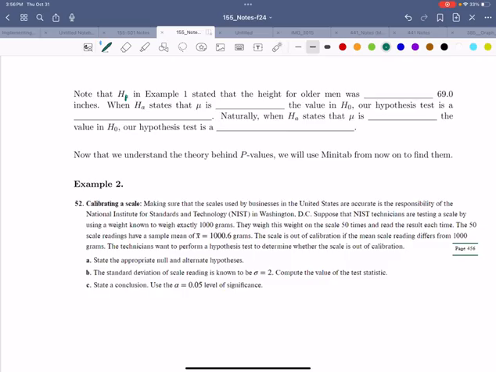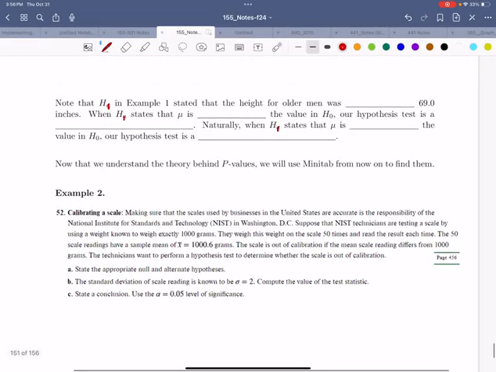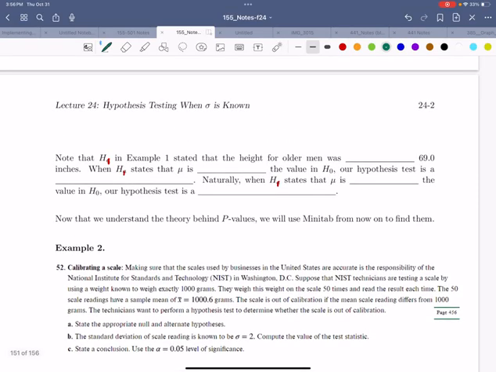Note that, again, I call this HA, but I really should have called it H1. Down here also H1. My bad about that. You can call it HA if you want, but the book and Minitab call it H1. Note that the alternate hypothesis stated the height of the older men was less than 69.0 inches, right? When it states that it's less than the value in the null hypothesis, our hypothesis test is a left-tailed test.